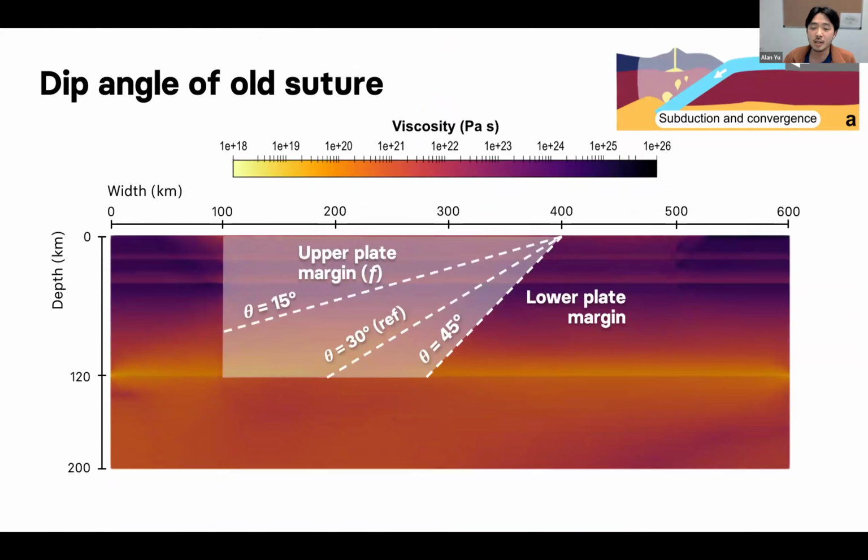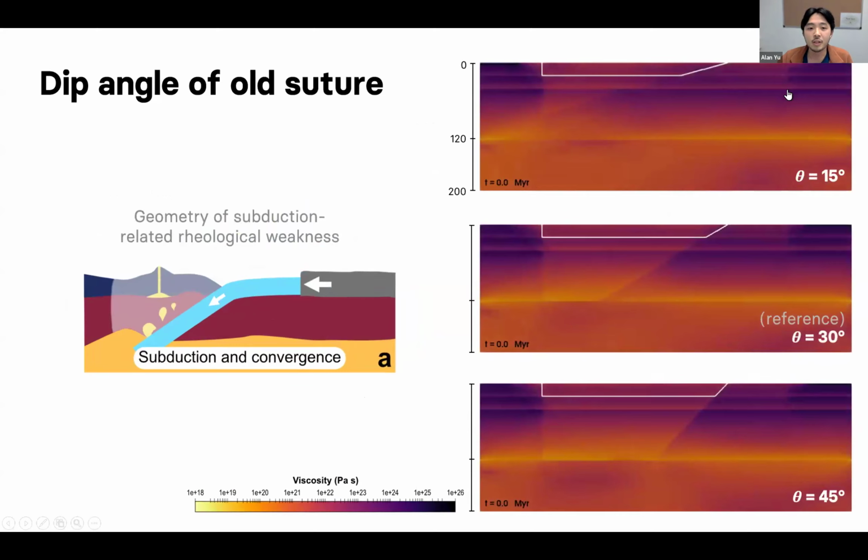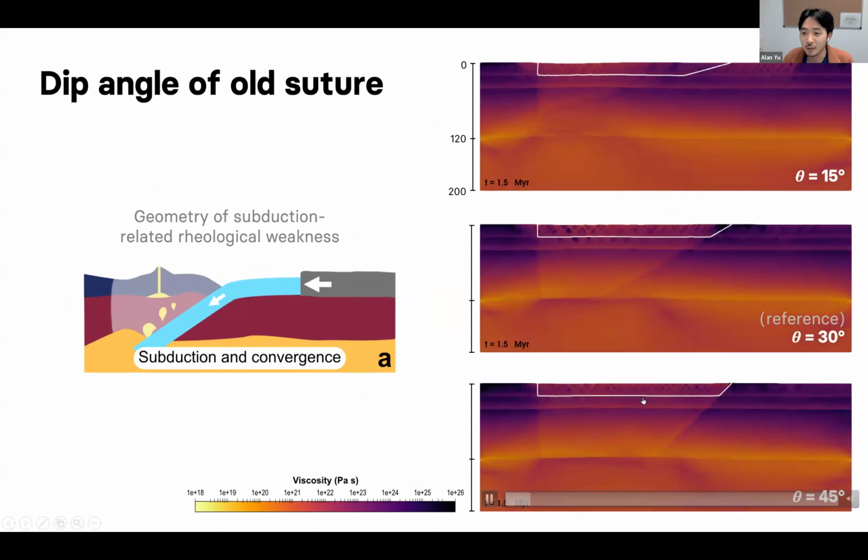So the first parameter we tested is the dip angle of the suture. This is defined by the dip angle of the plate boundary that's separating the upper plate margin and the lower plate margin. So here we have 3 different models, let me move a window here. We have 3 different models showing dip angles of 15, 30, and 45. And then we can play the models here.